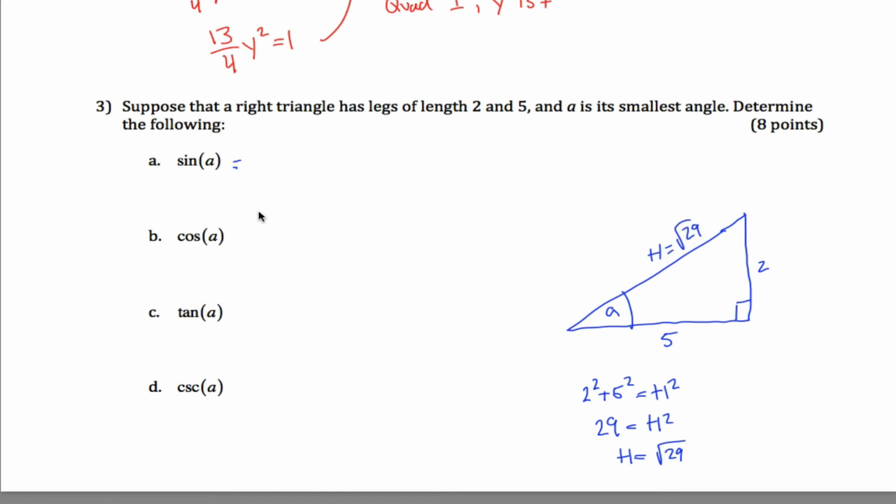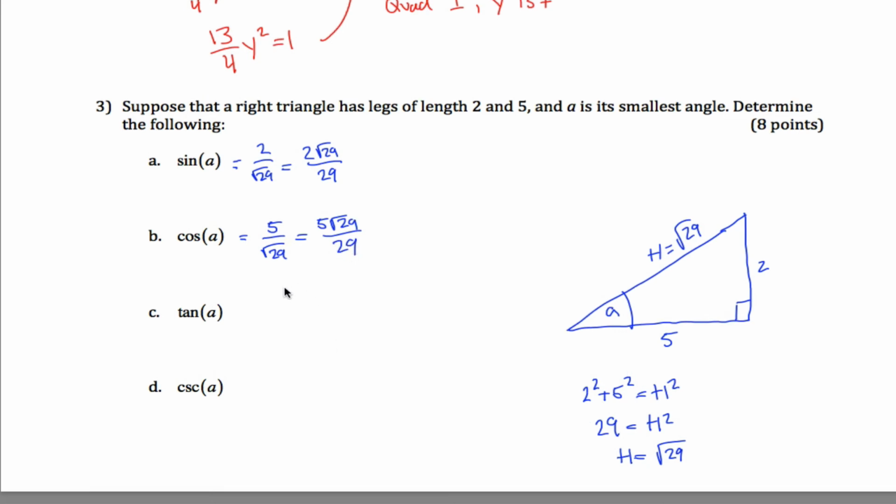Sine is opposite over hypotenuse, so it's 2 divided by the square root of 29, aka 2 root 29 over 29 if you rationalize. Cosine is adjacent over hypotenuse, so it's 5 divided by the square root of 29, which again, if you rationalize, is 5 root 29 over 29.